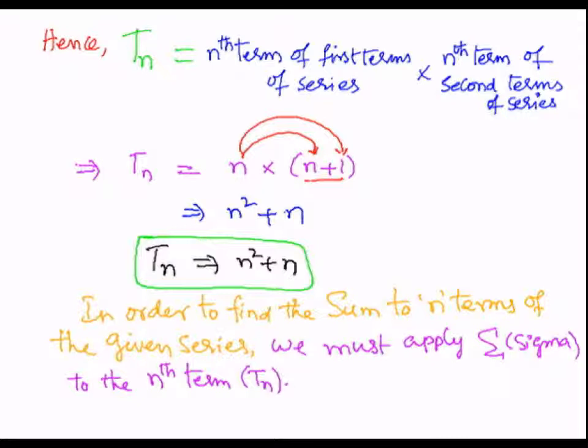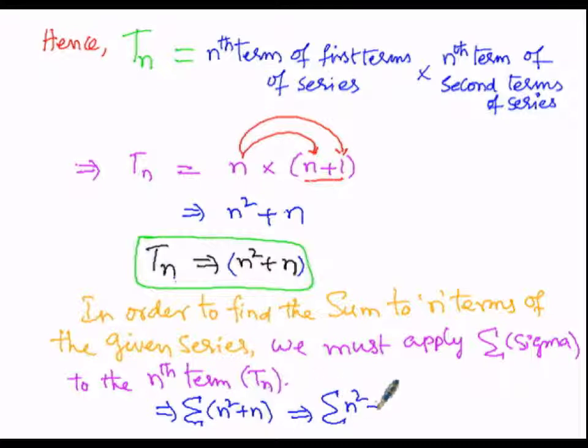So we have to find the sigma of capital Tn, but capital Tn is equal to (n square plus n) within the bracket. So we have to apply sigma to this nth term, n square plus n. By writing individually, sigma must be applied to each and every term: sigma of n square plus sigma of n. So that implies sigma n square plus sigma n.